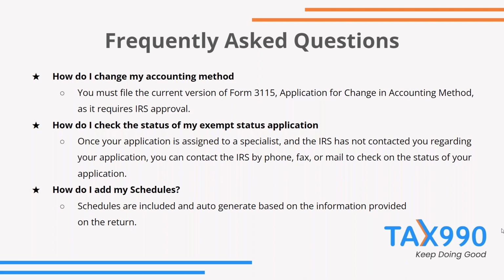How do I check the status of my exempt status application? Once your application is assigned to a specialist and the IRS has not contacted you regarding your application, you can contact the IRS by phone, fax, or mail to check on the status of your application, or you can use that phone number that I provided earlier.